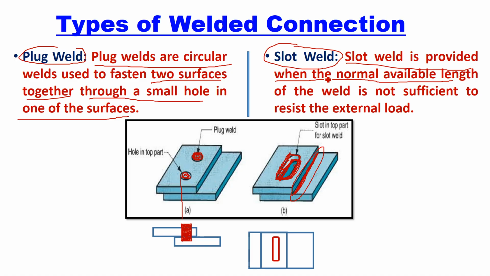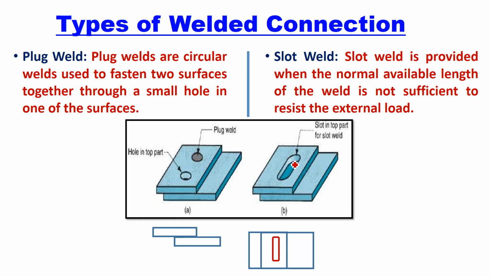So what is slot weld? In slot weld, we are providing a slot, or we are removing a portion of one plate, we are creating one slot, and we are welding all four edges of that slot. Here if you look at this figure, this is one edge, then this second edge, this third edge, and this is the fourth edge. So the addition of all four edges is nothing but the length of the weld. So automatically the strength of this weld is increased and it resists the high external load. So understand the slot weld. In slot weld we are removing a portion of one plate and we are doing the welding at all four edges of the slot.